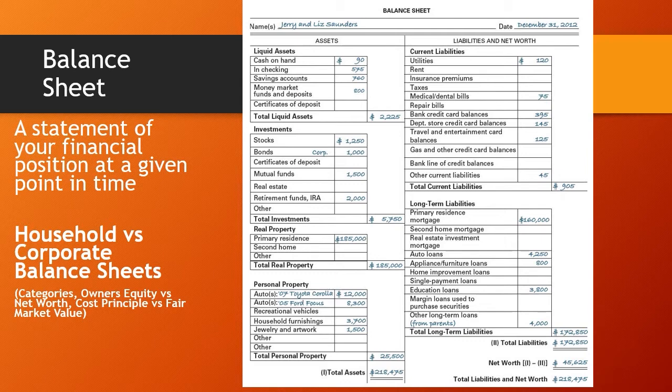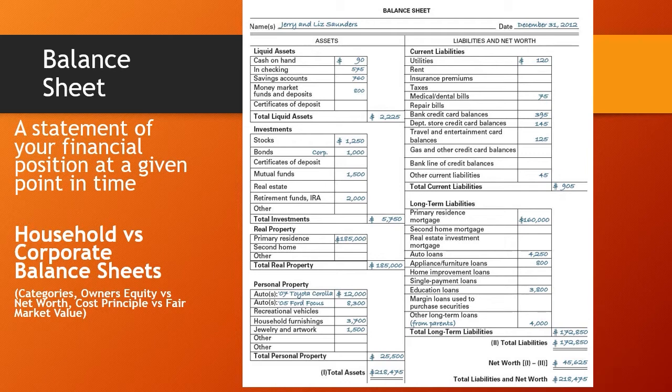So if you notice on the left-hand side, just under the name, it says assets, and then it's got a dividing line down the middle. And then over on the right-hand side, it says liabilities and net worth. This is how balance sheets are traditionally made. You have assets on the left, liabilities and net worth on the right. Now, if you're doing this for a business, it might say owner's equity instead of net worth, but other than that, it's going to look very, very similar in how it's set up.